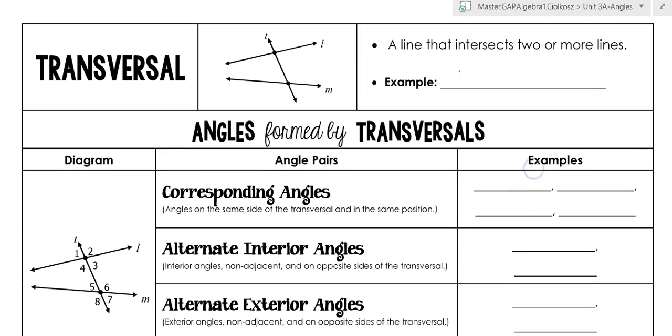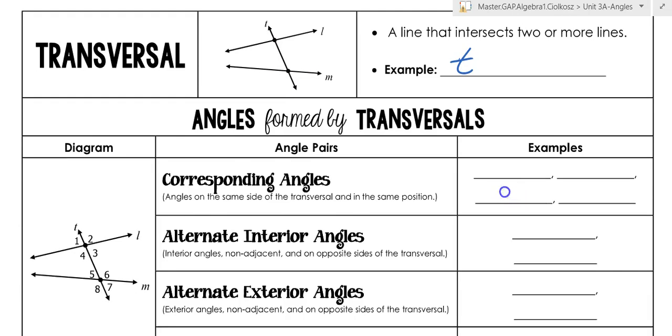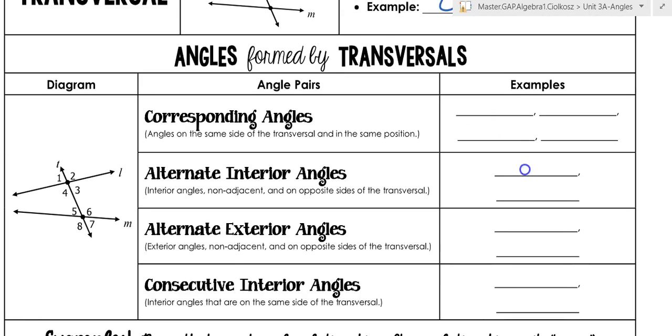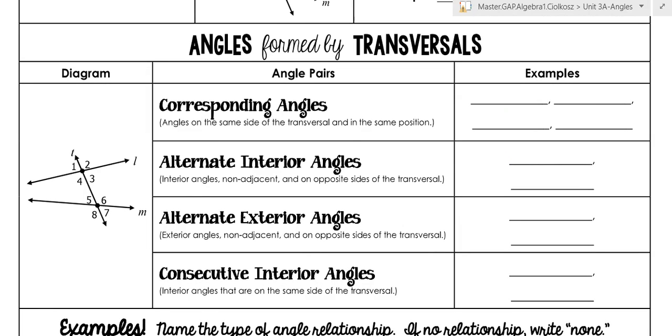So a transversal is a line that intersects 2 or more lines. In our diagram here, the one that's intersecting 2 lines would be T. So T is a transversal with lines L and M. Okay, we get a lot of angles formed by these things. So, corresponding angles: angles on the same side of the transversal and in the same position. Well, let's go look at our transversal. So we said, same pictures above, T is my transversal.